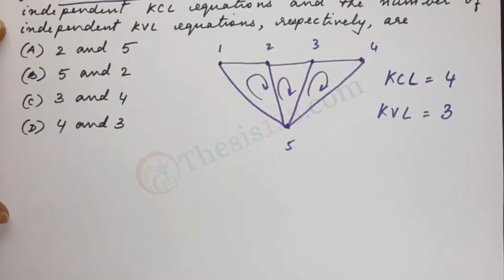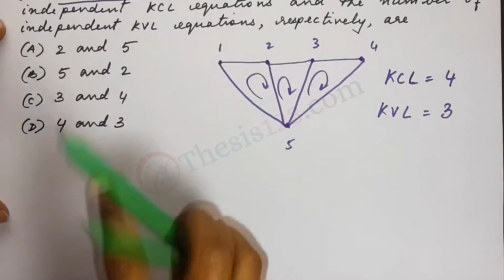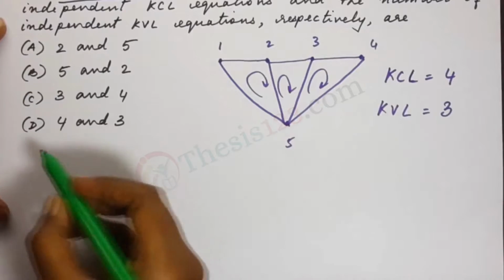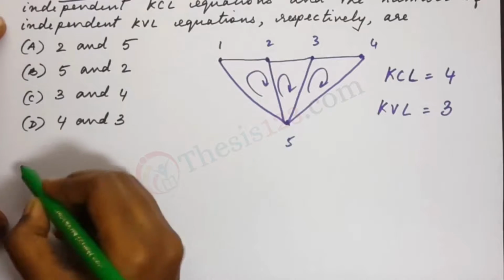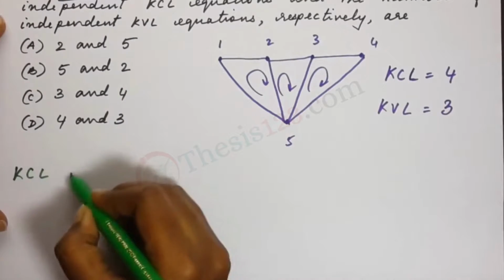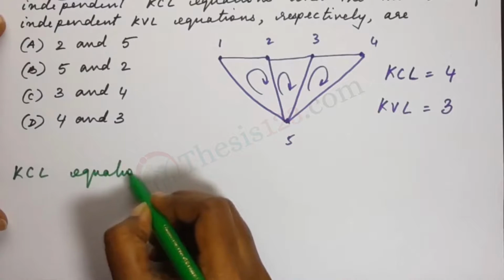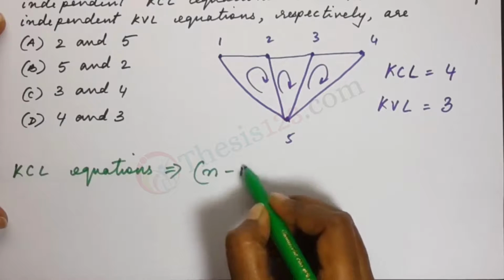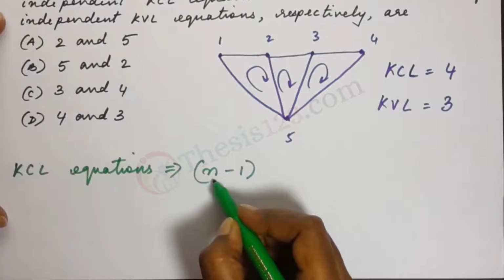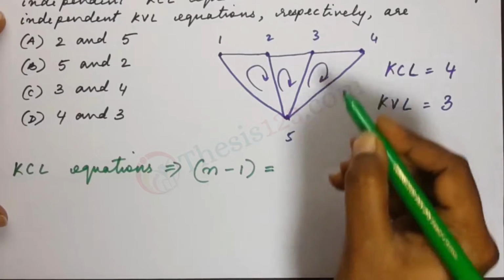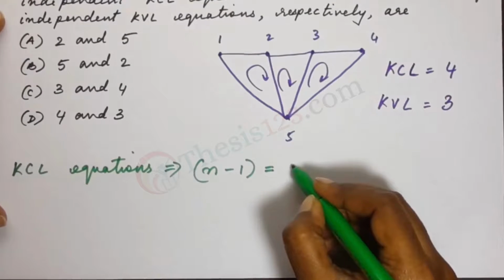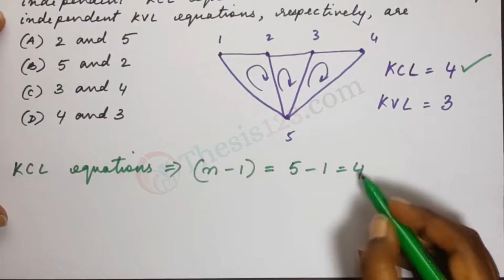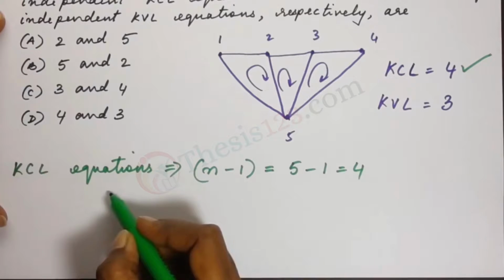So now I'm going to give you the formula based on how to solve if you get something like this in the exam. So the number of KCL equations, the formula is n minus 1. The total number of nodes minus 1. So in this case, the total number of nodes is 5. 5 minus 1 equals 4. So we have 4 KCL equations.